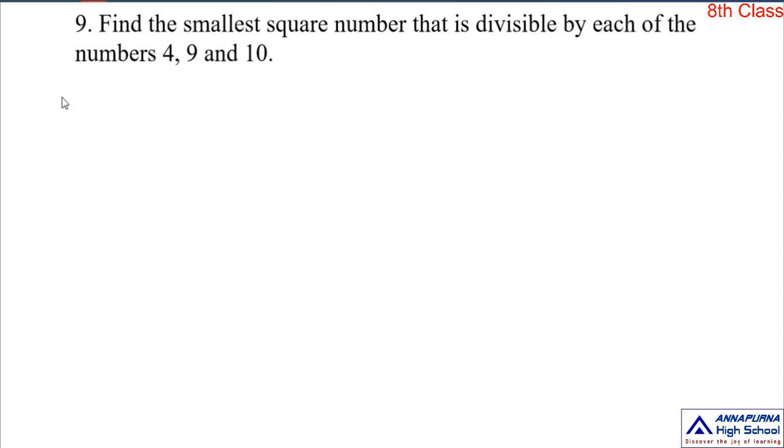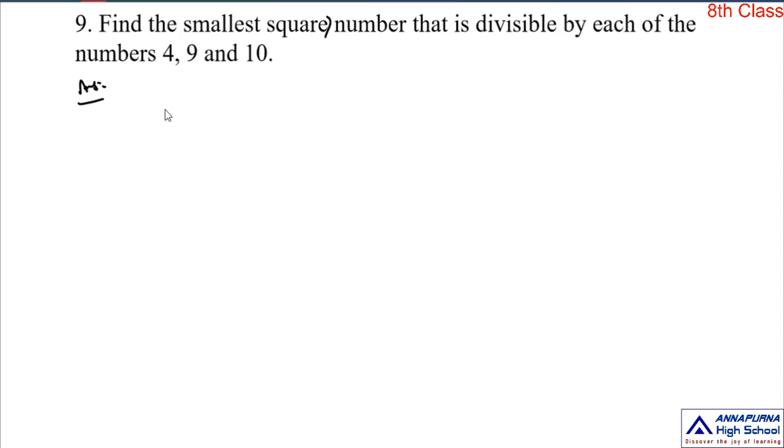Find the smallest square number that is divisible by each of the numbers 4, 9 and 10. Find the smallest square number. You find a perfect square number, the smallest perfect square number that is divisible by each of the following numbers 4, 9 and 10. Okay, first you forget this smallest square number. First you find the number that is divisible by each of the given numbers. So what is that number?